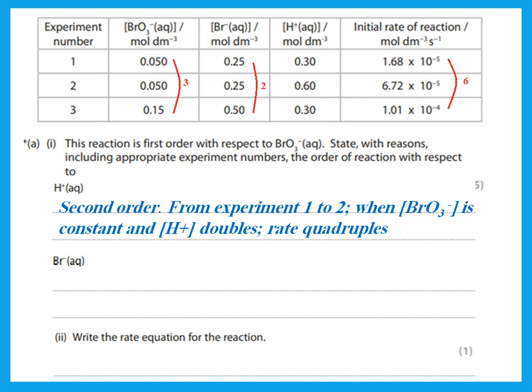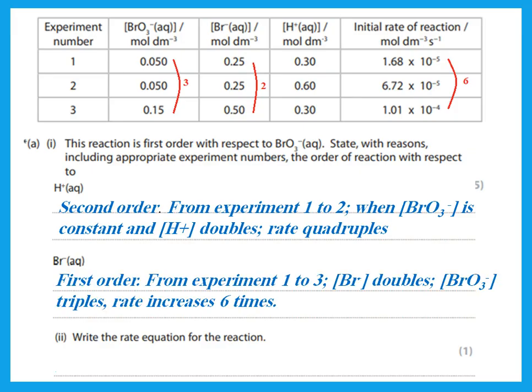We know that the reaction is first order with respect to bromate. So if the bromate triples, then the rate should triple. Now, the fact that the rate increased 6 times means it tripled because of the bromate, and then it doubled because of the bromide, and that means that with the bromide, it is first order. Okay? Write the rate equation for the reaction.